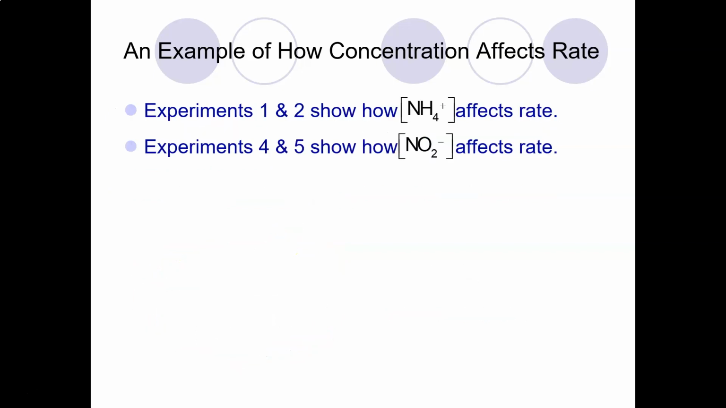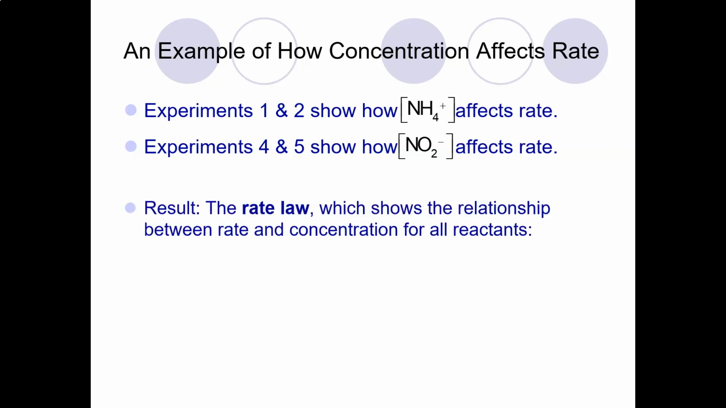So we used the first experiments 1 and 2 to look at NH4+. We looked at experiments 4 and 5 to look at NO2-. We need to put it all together. Putting it all together is called the rate law. And this is what the rate law looks like. It will always look like this.